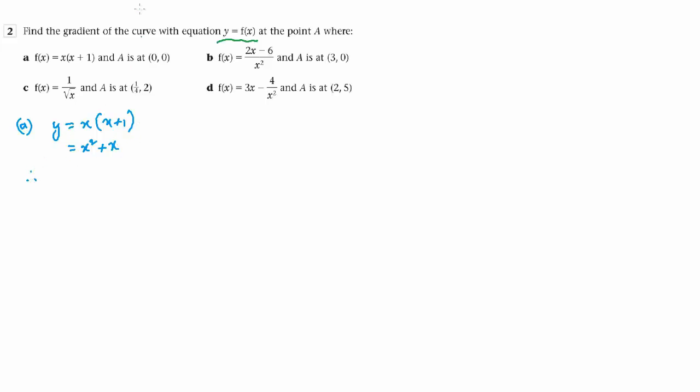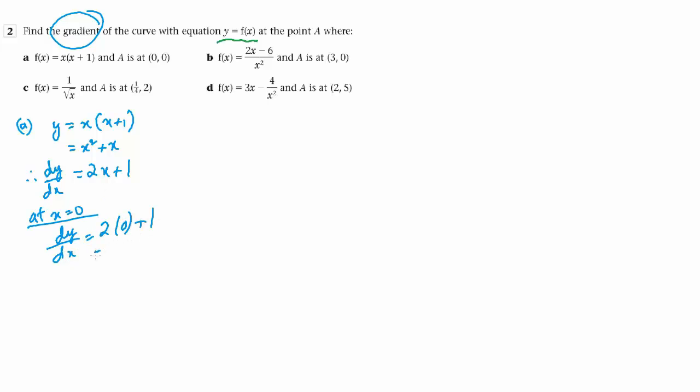So let's find the gradient. We have to find the gradient of the curve. Gradient is dy by dx. So the derivative of y is dy by dx equals the derivative of x squared, which is 2x, plus 1. Now we found an expression for gradient. We need to find the gradient at the point A. At the point A, we have the value of x 0 and the value of y 0. So the value of x is only needed for finding the gradient. Let's plug in the value of x here. So we get 2 into 0 plus 1 equals 1.